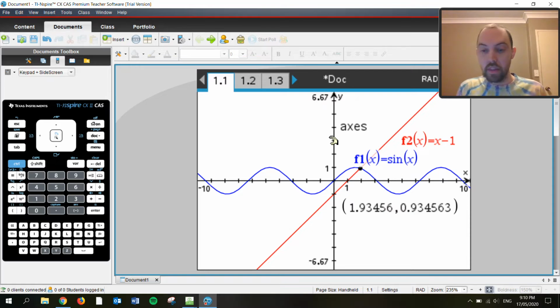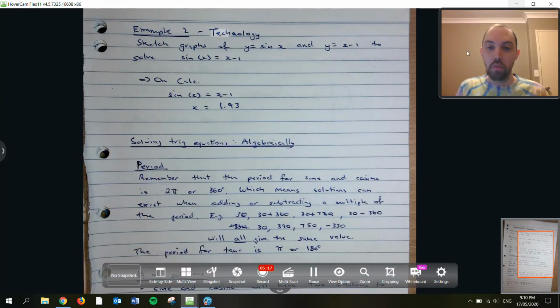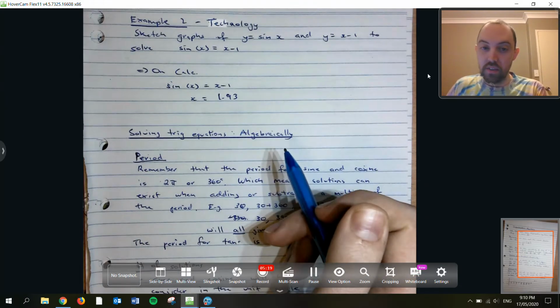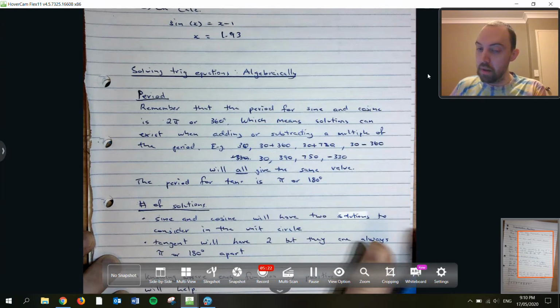So that is a couple of examples of solving graphically. What we now want to work on is solving them algebraically, and this takes a bit more time and effort.